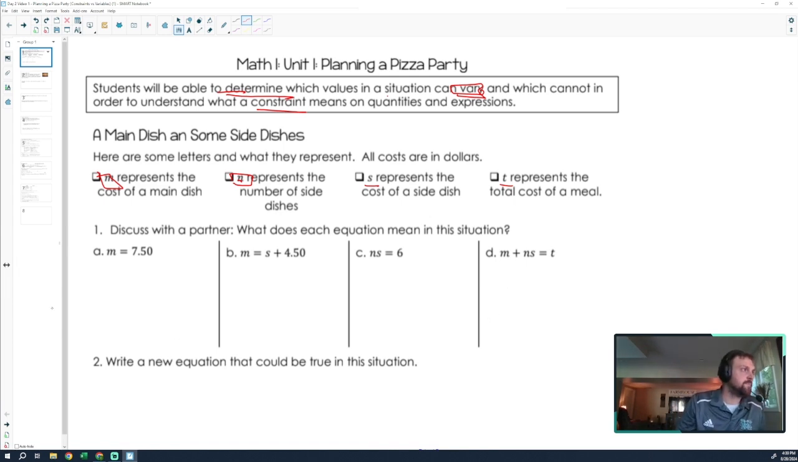So keep those in mind. At this time, if you can, pause the video and discuss this with somebody or try this on your own. I recommend doing that. What does each equation mean in this situation? Take a minute, go through, and write down what each of these means in the context of a problem. Understanding how to read math.